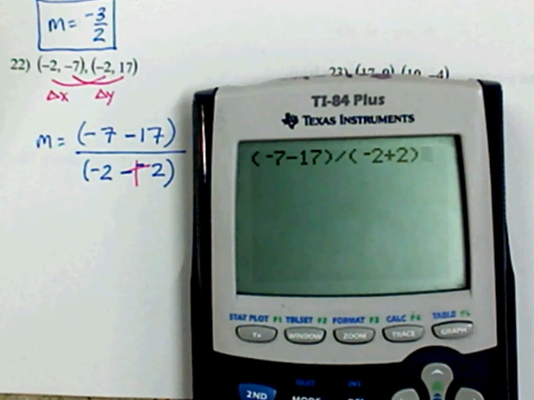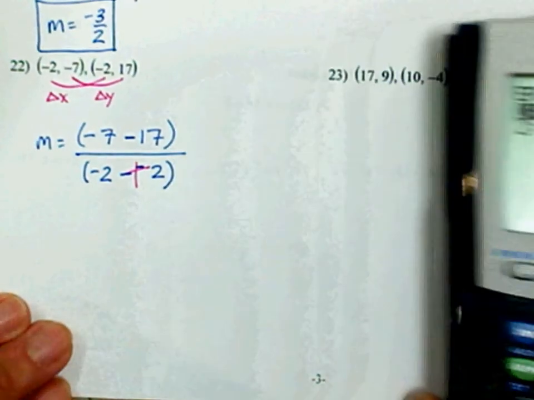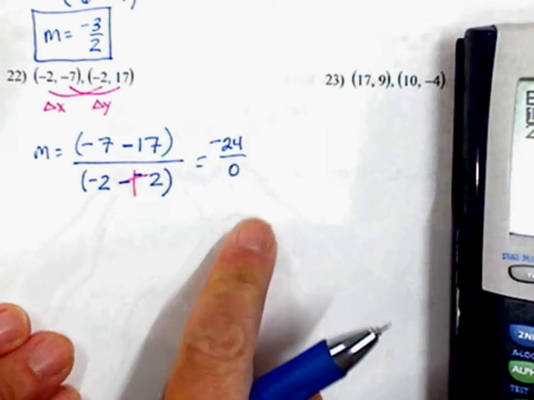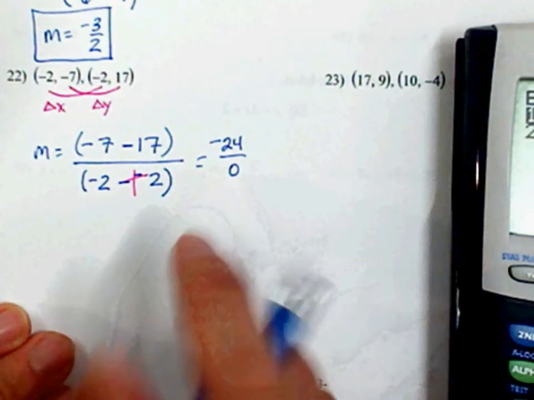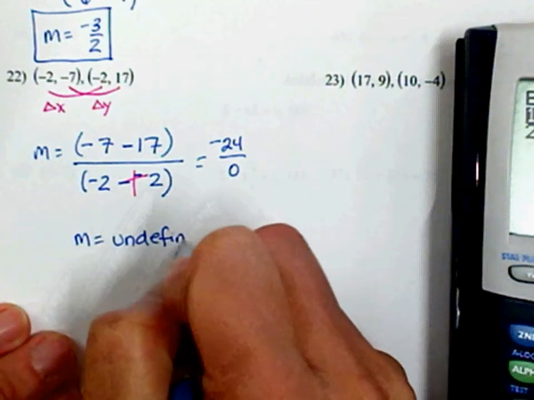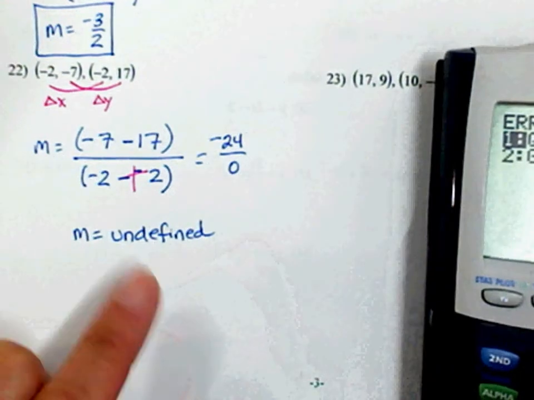Notice I don't get an answer because I can't divide by 0. Because if I actually do the math, I have -24 divided by 0. So now you have a 0 in the denominator. So the slope for this one would be undefined. Okay? If it actually said 0, then it would be 0. So the solution to this one is undefined.